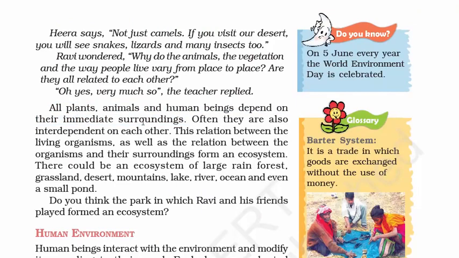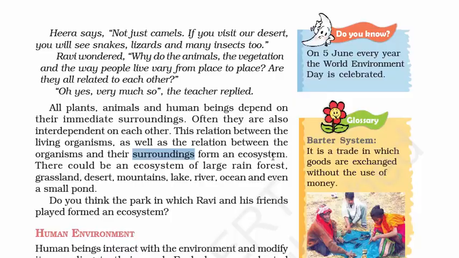That is true, right? We are dependent on food, shelter and other stuff. Similarly, animals are dependent on food and other stuff. We are dependent on our surrounding. We need things from our surrounding in order to survive. Often they are also interdependent on each other. Again, food. Food is the crucial thing which makes us interdependent. This relation between the living organisms, as well as the relation between the organisms and their surrounding, forms an ecosystem.